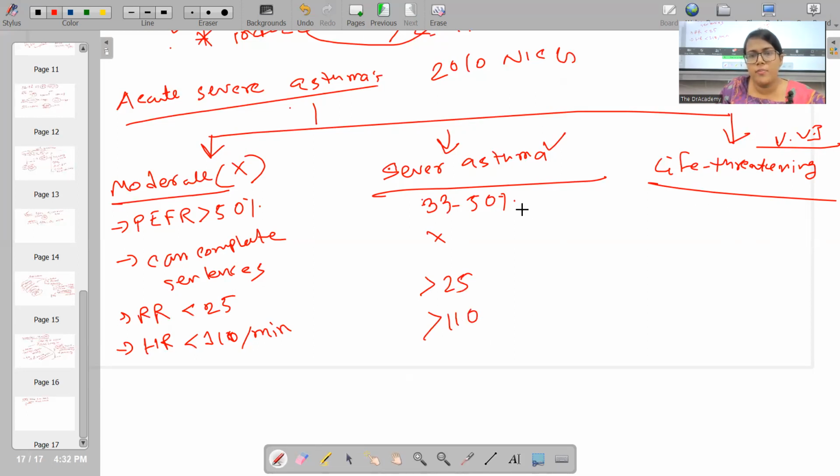Life-threatening, on the other hand: the peak expiratory flow rate is less than 33%. Oxygen saturation on room air is less than 92%. There is evidence of silent chest, cyanosis, or bradycardia. The patient is in coma, exhaustion, flail chest, or confusion, okay? These are all the characteristic hallmarks of life-threatening severe asthma. And here the only management is to refer the patient to the intensive thoracic unit, ITU, and consider mechanical ventilation. All right.